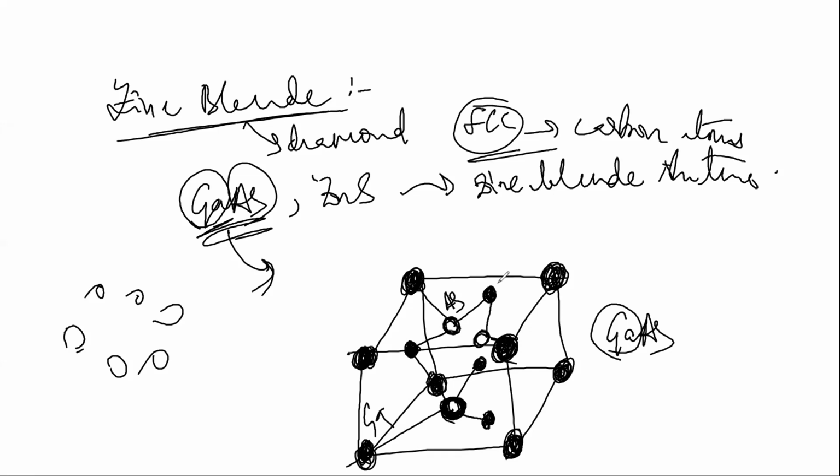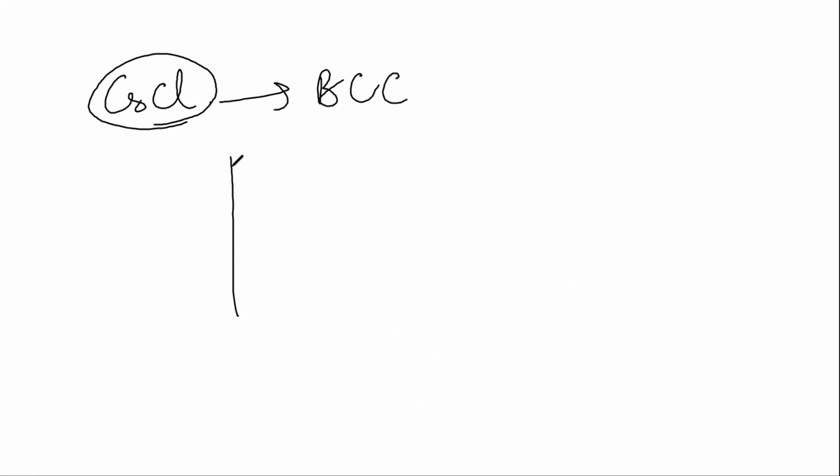Okay, students. Then we have the structure of CsCl, the structure of cesium chloride. This is BCC. I'll draw the structure here.